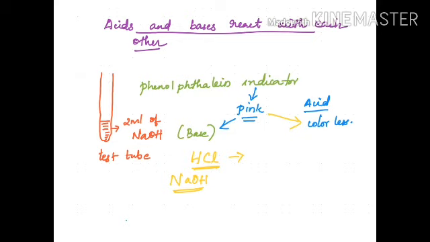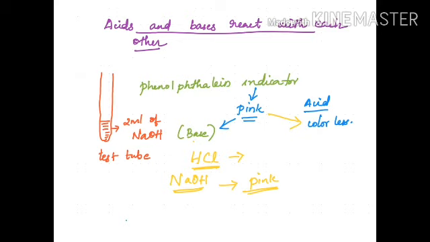Again, sodium hydroxide is a base. So what will happen to the phenolphthalein indicator? It will again change back to its pink color. So from this activity, what can we infer from it? We can say that initially it was only base over here. So that is why the phenolphthalein indicator is showing a pink color.